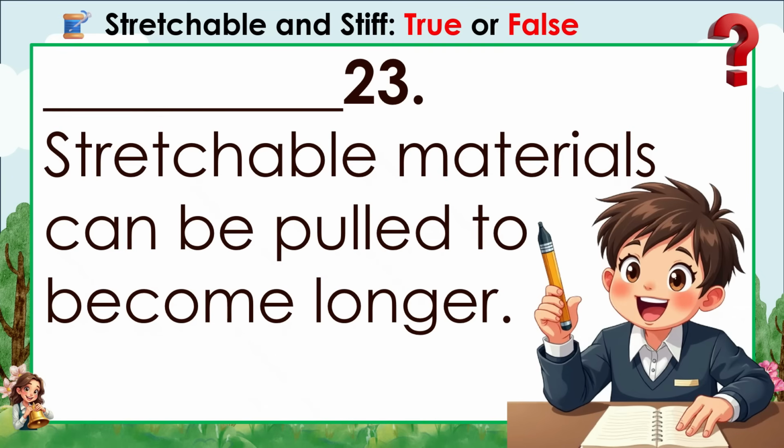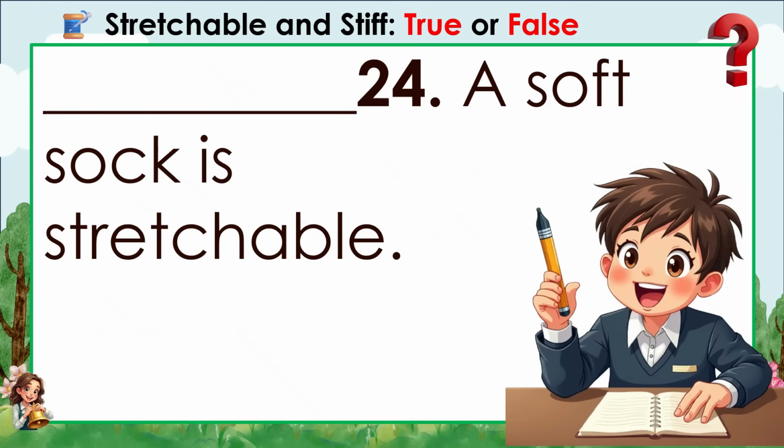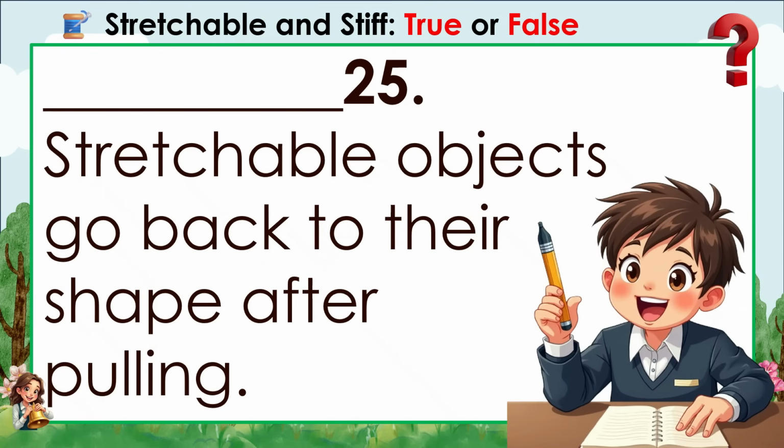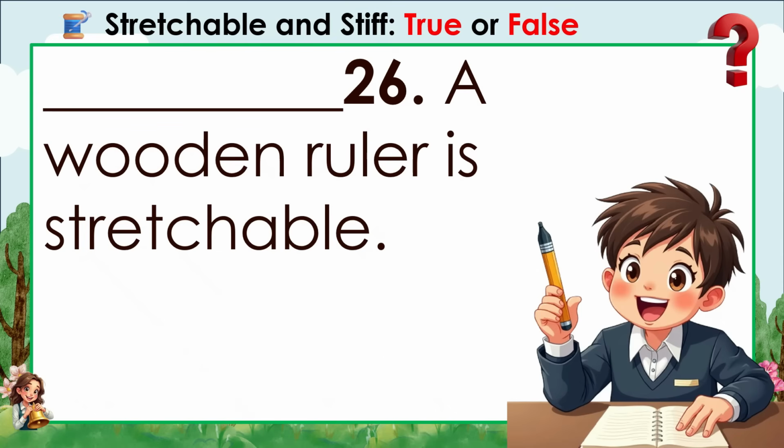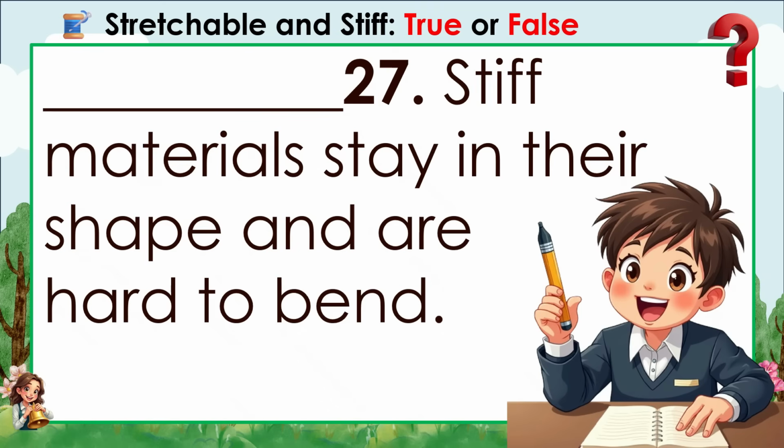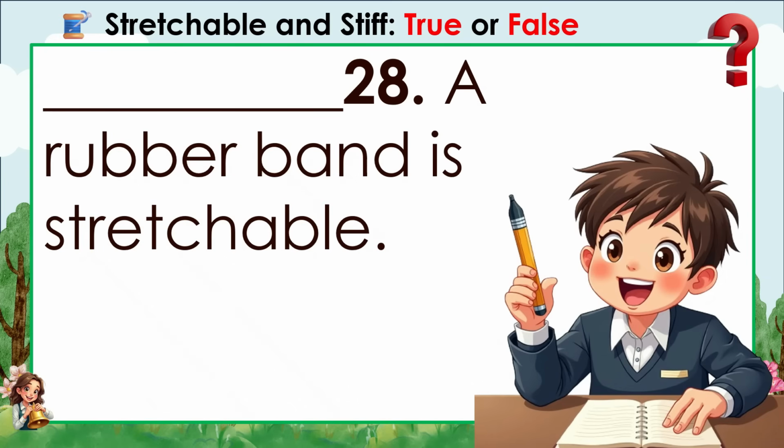23. Stretchable materials can be pulled to become longer. True. 24. A soft sock is stretchable. True. 25. Stretchable objects go back to their shape after pulling. True. 26. A wooden ruler is stretchable. False. 27. Stiff materials stay in their shape and are hard to bend. True. 28. A rubber band is stretchable. True.